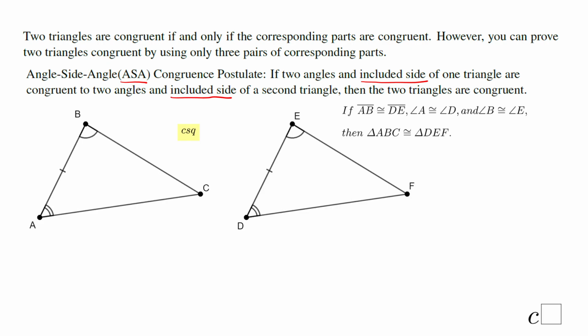Let's take a look at the picture here to see what I mean. Let's start with the angles. Angle A is congruent with angle D, and angle B is congruent with angle E. These are the two corresponding congruent angles. Look here. The sides that are congruent are between the angles. They are included. And you see that also in my conditional statement. This is what the ASA congruence postulate is about.